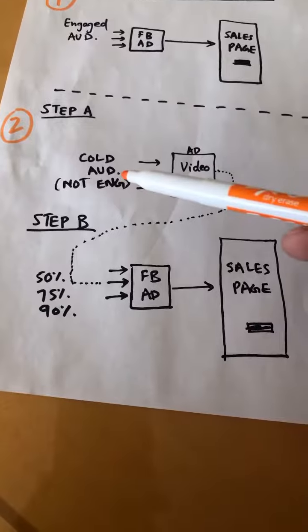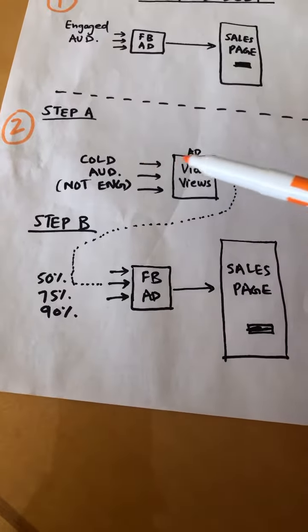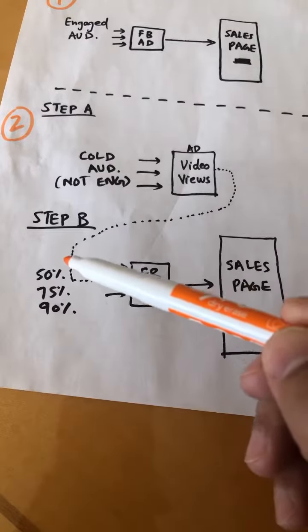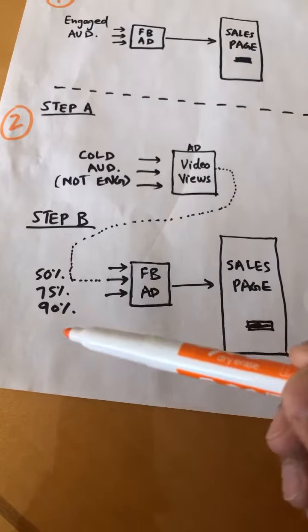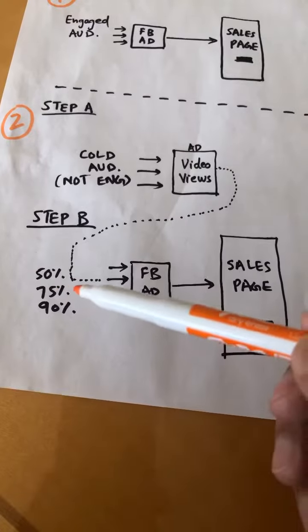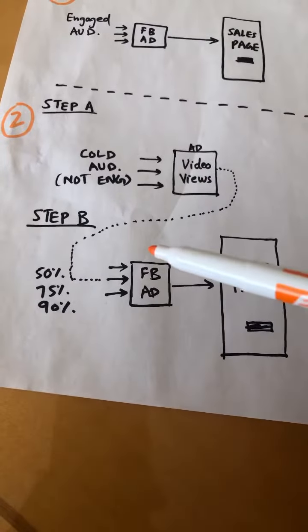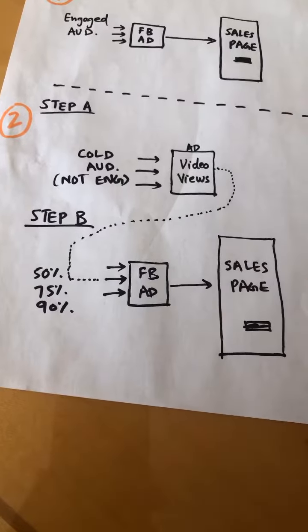Now, what happens is in step number one, these people watch some percentage of our videos. So you can build a custom audience and then bring these people here. So maybe capture people who have watched 50%, 75%, or 90% of your videos, and then target these people and bring them to your sales page.